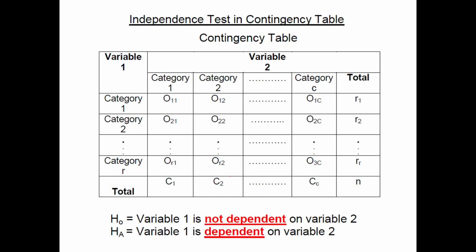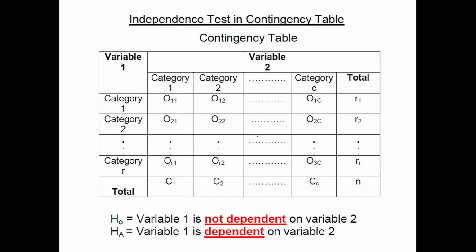So this is an example of a contingency table. It depends on how many levels there are in your variable 1 and how many levels there are in your variable 2. That will determine how big your contingency table would be.